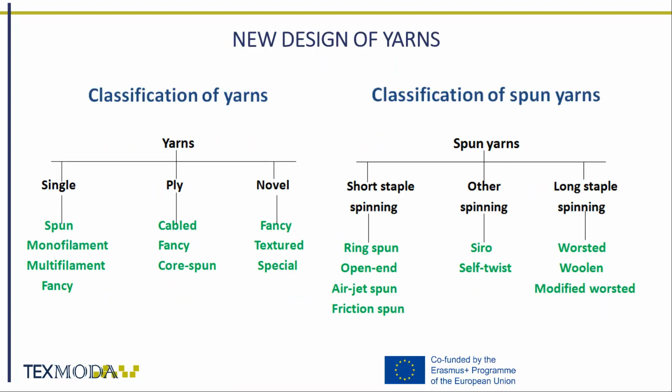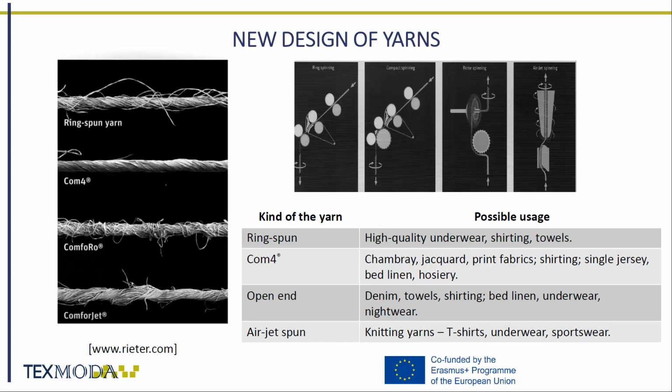All textile yarns can be divided into three groups: single, ply, and novel yarns. Each of those three groups consists of several kinds of textile yarns. The group of the spun yarns is one of the largest. Spun yarns can be made using short staple, long staple, and other spinning systems. Ring spinning is the oldest spinning process of the present day.